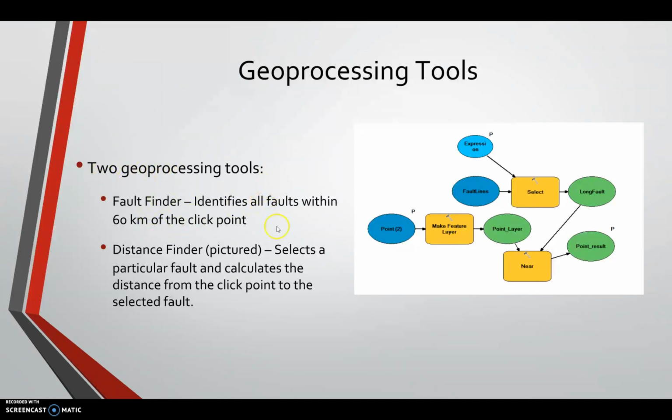But to create our app, we use two geoprocessing tools: a fault finder, which identifies all the faults within a 60-kilometer radius of the click point, and then the distance finder, which is this model right here, which selects a particular fault and calculates the distance from that click point to the selected fault. This is a little tricky because the near feature doesn't allow you to use a feature set as an input. So we had to use the make feature layer to take our input click and turn that into a point layer.